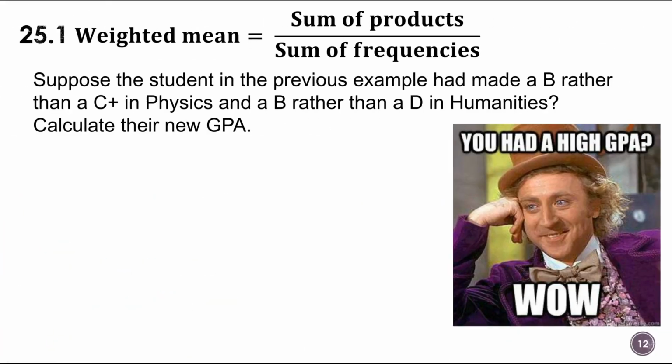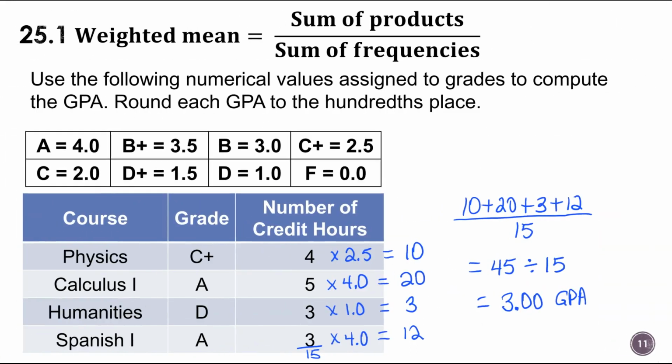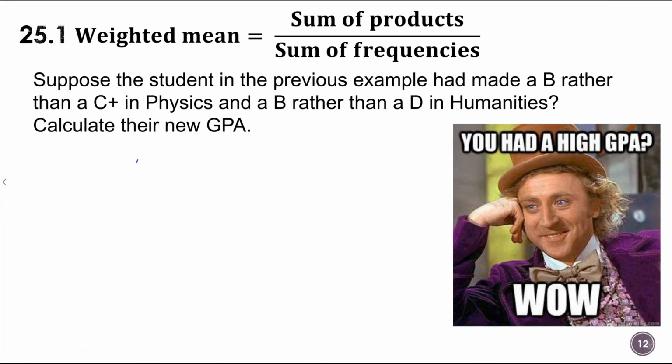Okay, and then what if we change something here? Suppose the student in the previous example had made a B rather than a C+ in physics and a B rather than a D in humanities. Okay, so let's go back to this. We're making a B in both of the classes that we made below, the A's in the other classes. So we get to keep the 20 and the 12. Okay, so we'll have the 20 plus the 12.